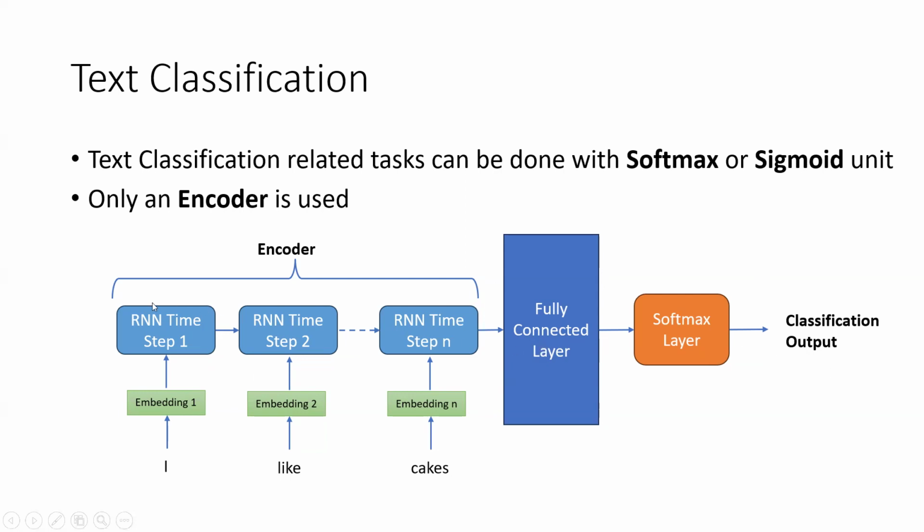So here we can see there's an encoder we have used for text classification to get a single vector. So this is actually a many to one mapping, right? We have many inputs for each of the words and we get one output. So we have many to one mapping in this case.